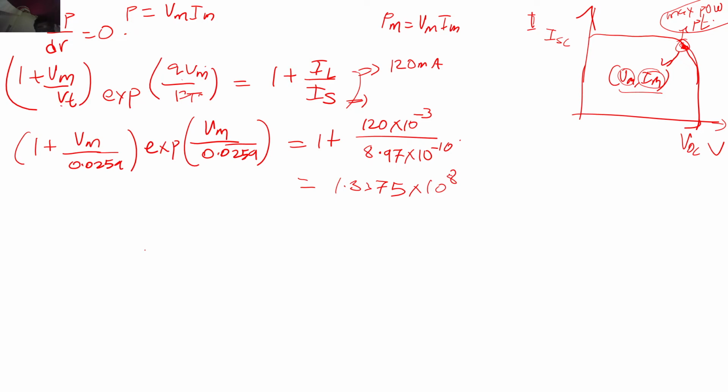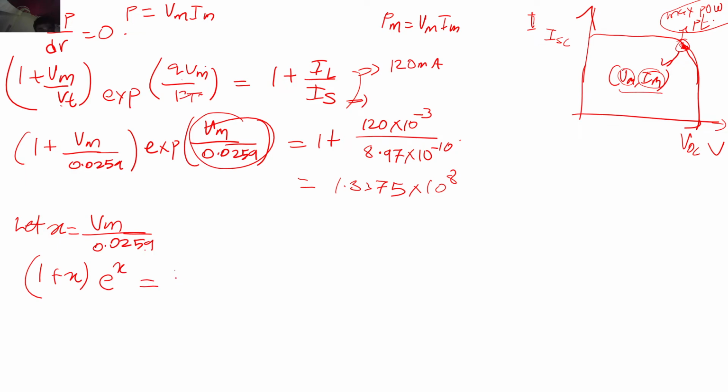Now there is one pretty interesting thing. This term is common, right? So let x is equal to Vm upon 0.0259. Correct? So now the equation will become 1 plus x into e to the power x is equal to 1.3375 into 10 to the power 8.